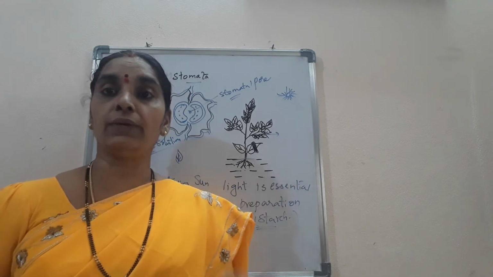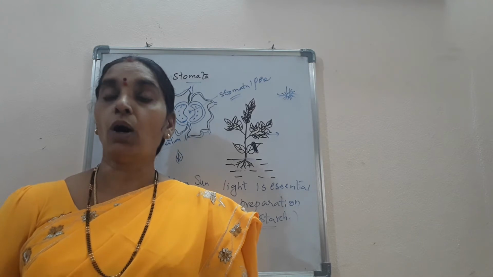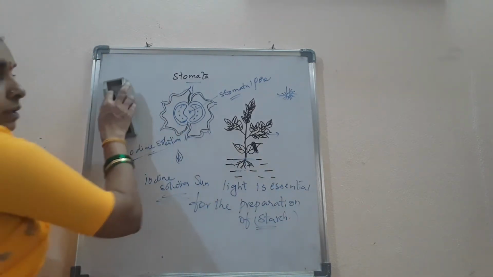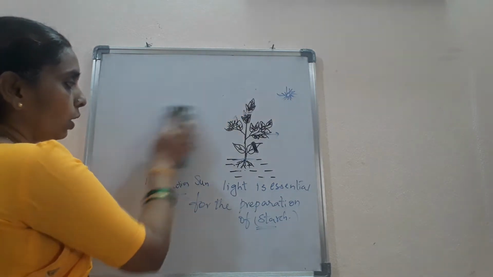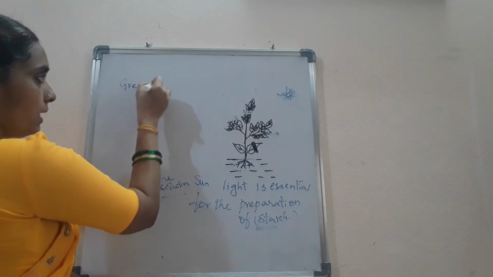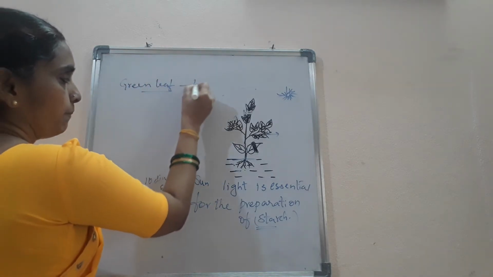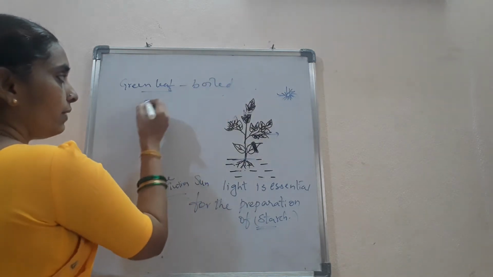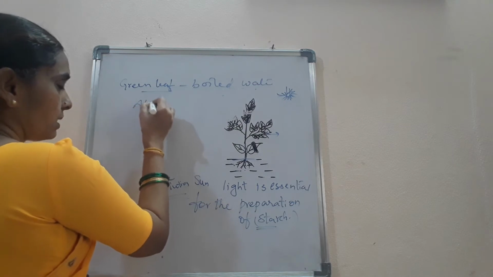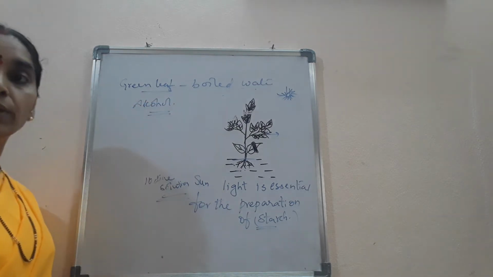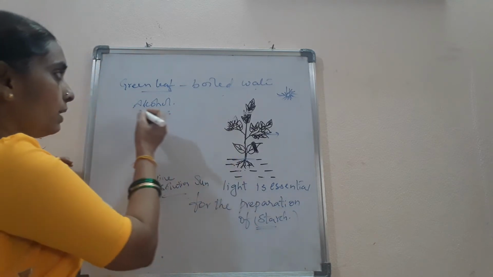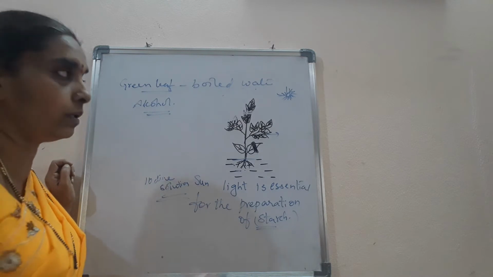You have to boil the green leaf in an alcohol solution. Why are you boiling the green leaf? In boiled water or alcohol solution? Alcohol. Okay, children? So you have to be very careful when you are boiling the green leaf in alcohol solution. It may burst, so you should be very careful when you are doing the experiment with alcohol.